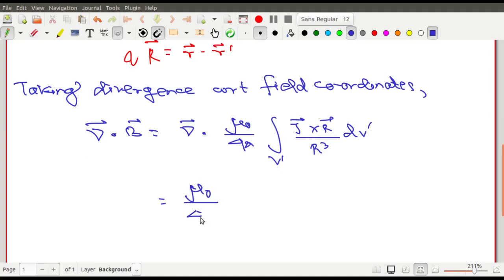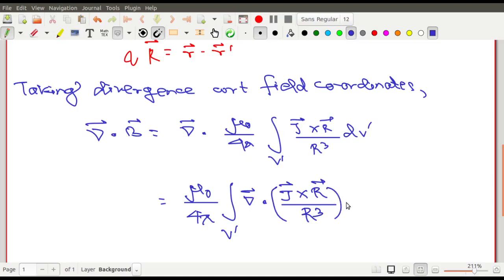Can you answer why? Why can I take this divergence inside the integration? Because the integration is over dashed coordinates and the divergence is over undashed coordinates. Divergence is over unprimed coordinates and this integration is over primed coordinates, so they are independent of each other. So that is why you can take it inside the integral.